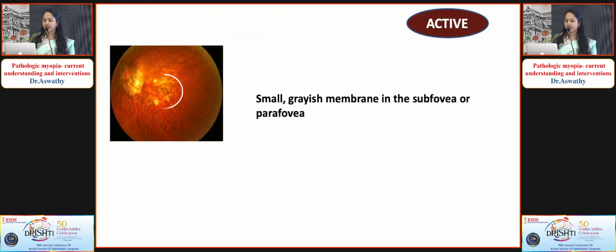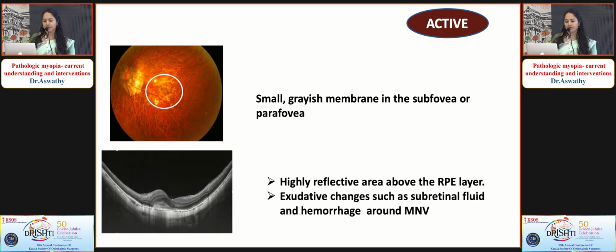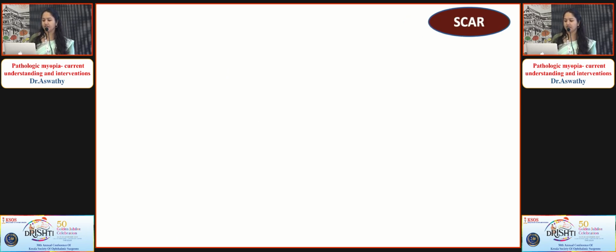The active stage is identified by a small grayish membrane in the subfovea or parafovea, and when you take an OCT, you can see a highly reflective area above the RPE layer with significant exudative changes, although that would be less than that seen in ARMD related CNVM.